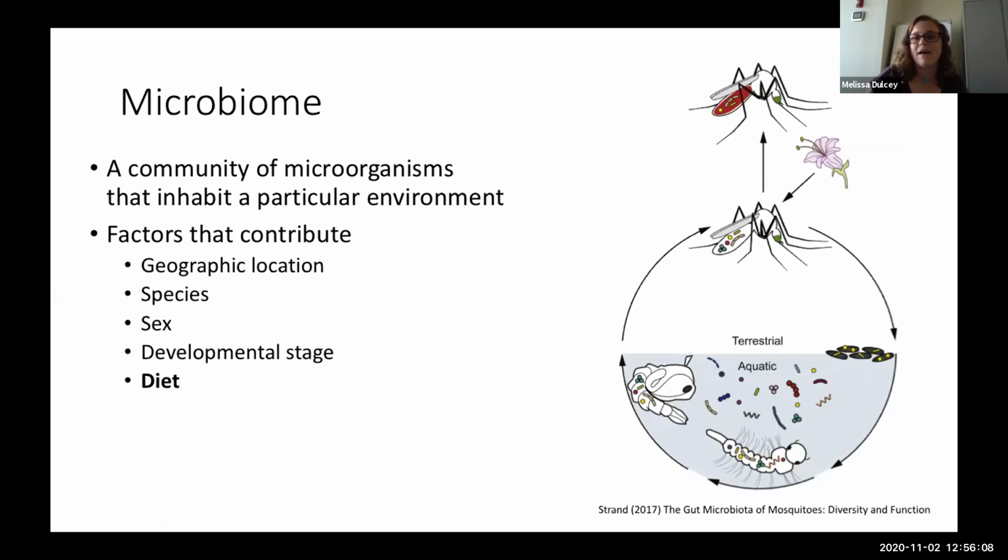In the mosquito, most of the attention has gone to the microbial content of the midgut, as this is the first area in which viruses or pathogens coming into the mosquito have their first contact with the mosquito itself. There are many factors that can contribute to changes of the microbiome in the midgut, some of them being geographic location, species of mosquito, as well as sex, developmental stage, and diet. And diet is a really important factor, as it has the ability to change the midgut microbiome very quickly.